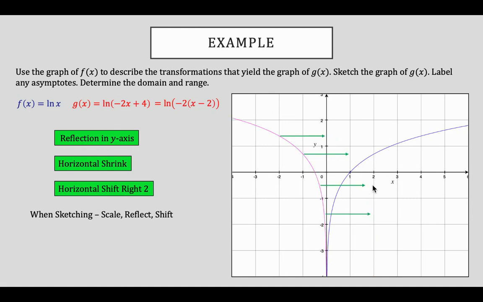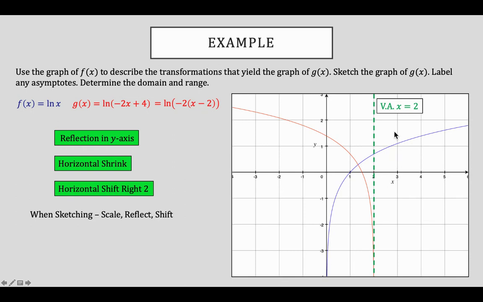And also notice, let's follow some of our points here. Here we had this point that was at (-1/2, 0). Well, when I move it to the right 2 units, that is going to bring me to (1.5, 0). All right, and as we said, there is our vertical asymptote at x equals 2. And there we have the shape of our graph.